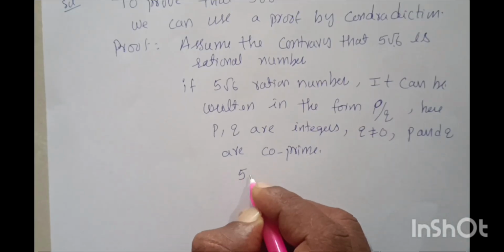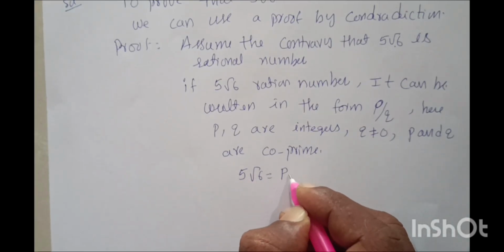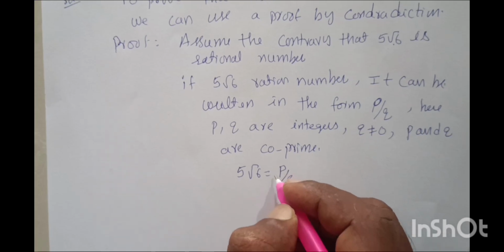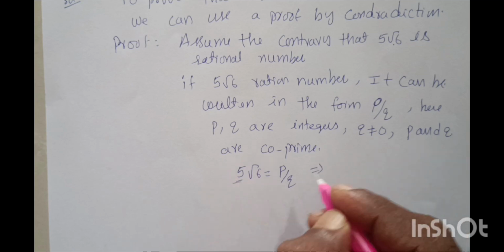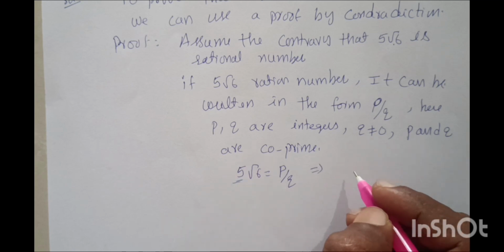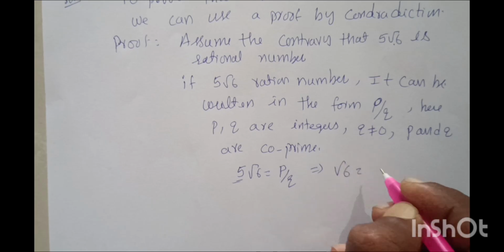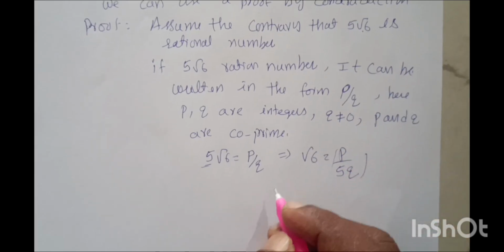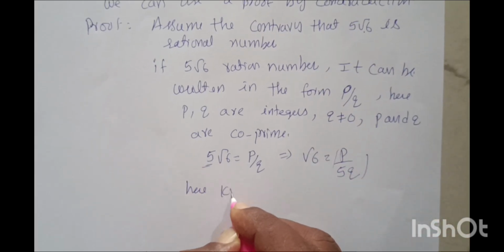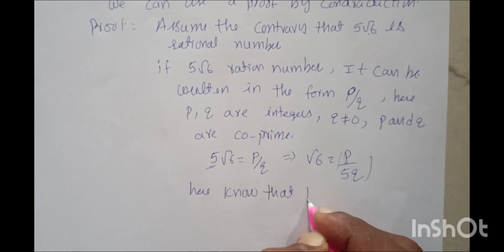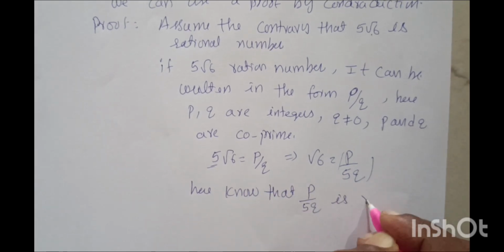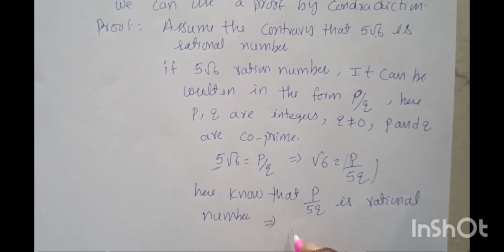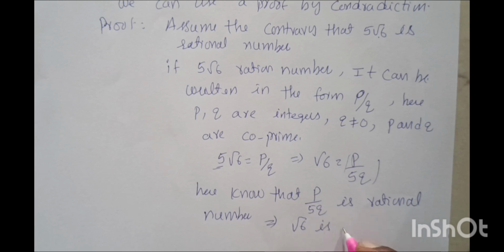That means 5 root 6 is a rational number, therefore it is of the form p by q. So here we take the 5 to the right side, therefore root 6 equals p by 5q. Here you know that p by 5q is a rational number, that implies root 6 is a rational number.